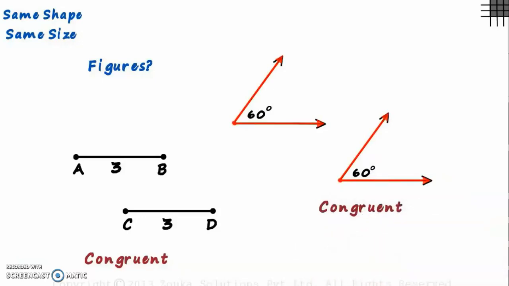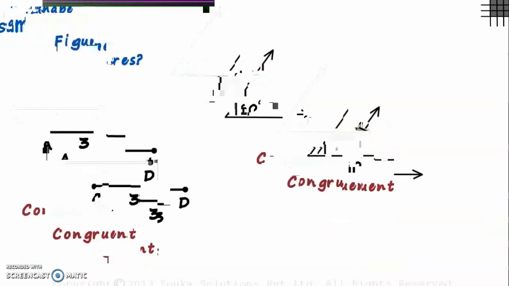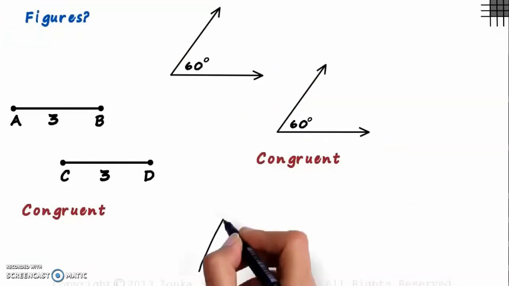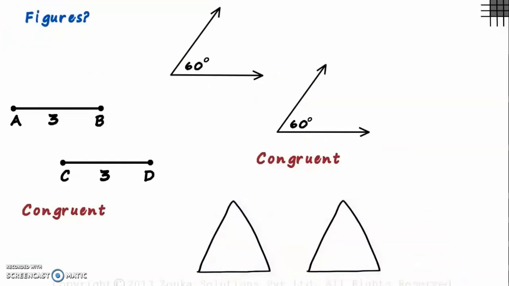Coming back to our question, when are two figures congruent? Look at these two triangles. When can we say that they are congruent? We can say that these two triangles are congruent if all the matching sides and all the matching angles are congruent. We will understand more about congruency of triangles in the coming videos.